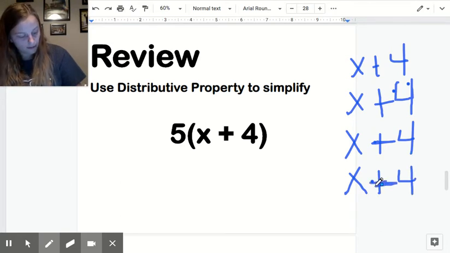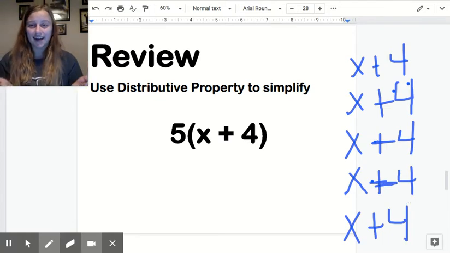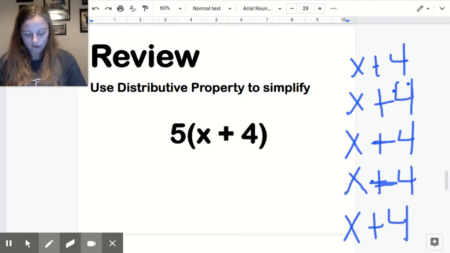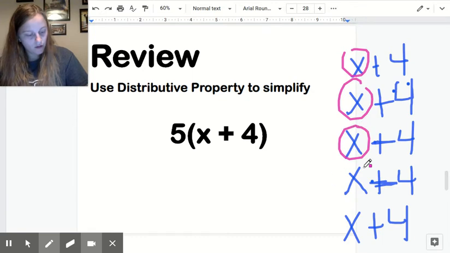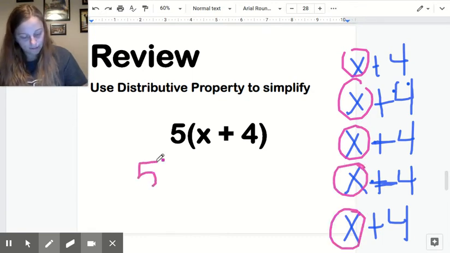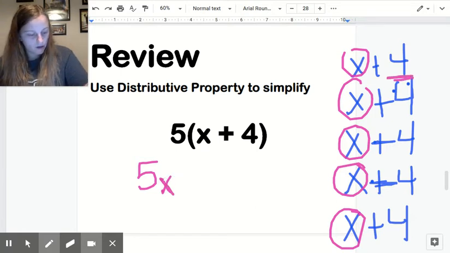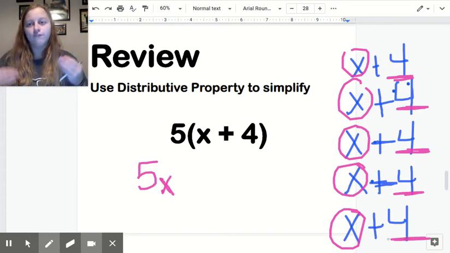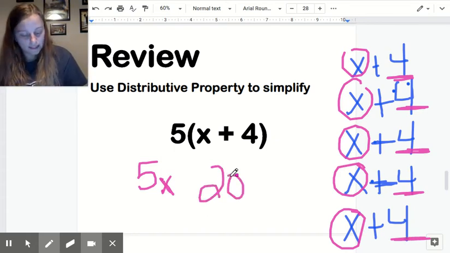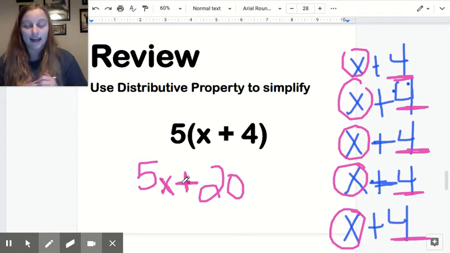one more. Whew, we're almost there. And I have another x plus 4. That's what this is saying. 5 groups of x plus 4. So how many x's do I have total? Well, if I count up my x's, I have 1, 2, 3, 4, 5 x's. And I have 1, 2, 3, 4, 5 fours. Well, 5 fours is really 20. So I have 5 x's and 20.